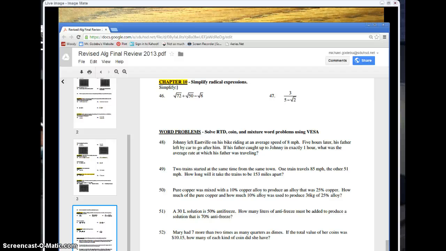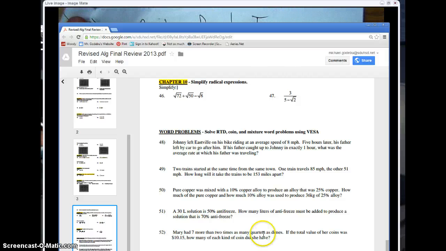Okay, last one, 52. It's the coin problems. How many quarters and dimes are we looking for? So Mary had 7 more than 2 times as many quarters as dimes. Well, that means that dimes is going to be the unknown value. So let me go ahead and show you the paper here. You know a quarter's worth 25 cents, a dime's worth 10 cents, and you know the total value is $10.15. So let's take a look what this looks like.